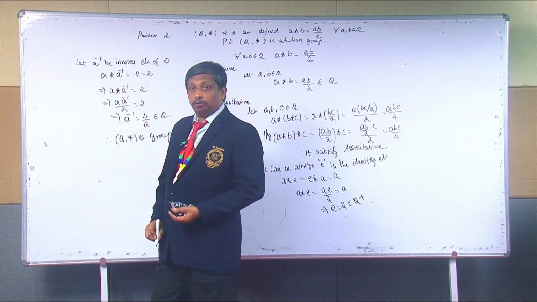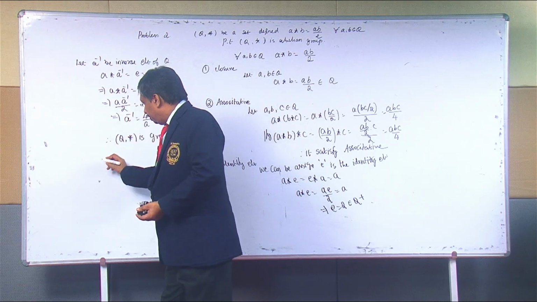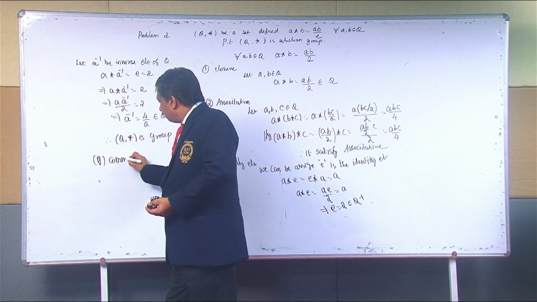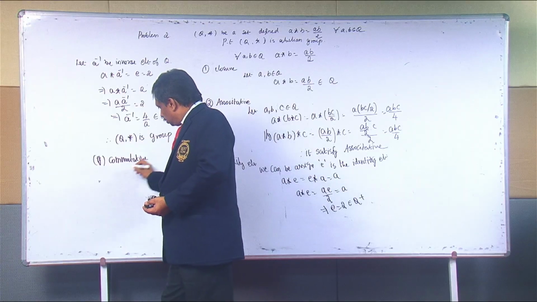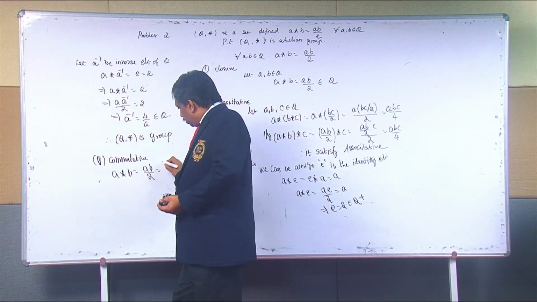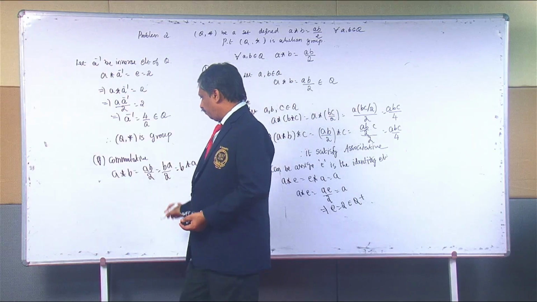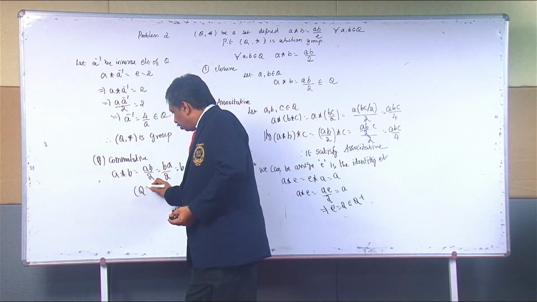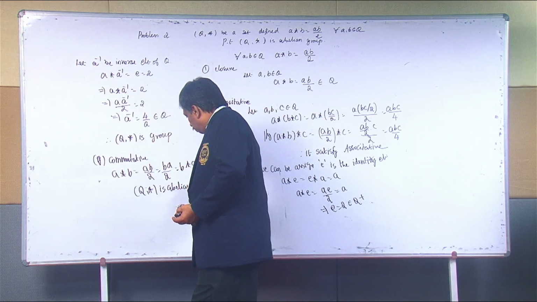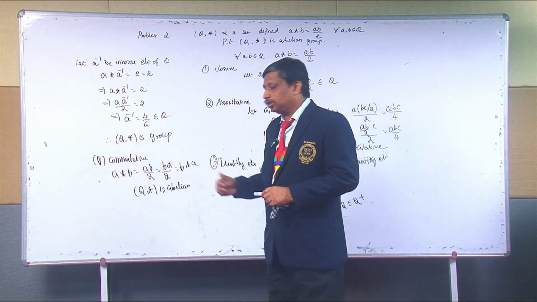Now we want to prove one more thing, that is the abelian group. What is an abelian group? We want to prove the commutative property. Okay, now the fifth one, commutative. A star B equal to AB by 2. We can write this as BA by 2, which is nothing but by the definition B star A. Therefore Q comma star is an abelian group because it satisfies all the properties: closure, associative, identity, and inverse, as well as the commutative. Thank you.